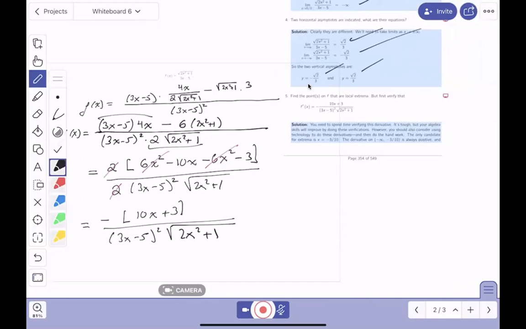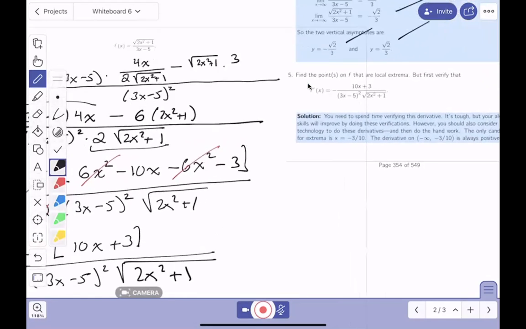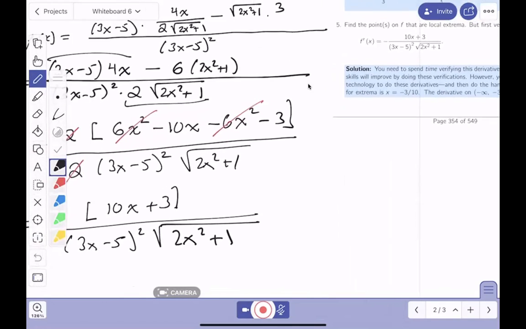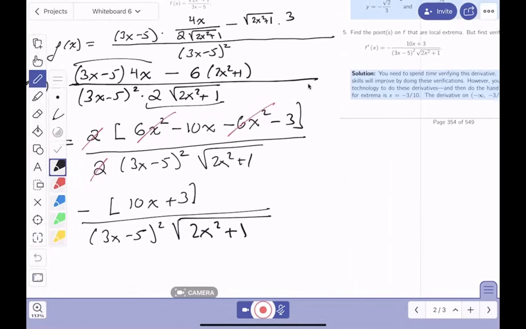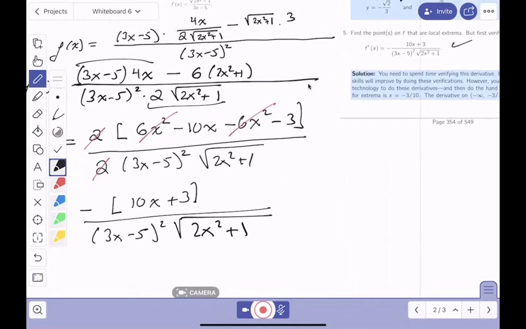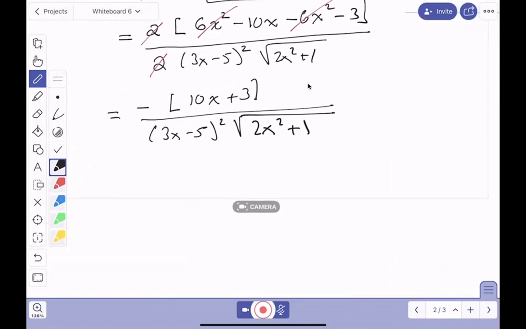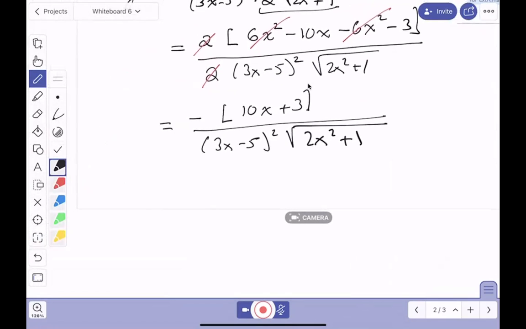Well, let's see if I did a good job. I'm looking at their answer. I'm looking at my answer. And I'm wondering, did I get the same answer? It's a miracle. We got the same answer. All right. Now someone says, what do you do with that? You might be exhausted, might need to take a break. I'm not taking a break though. I'm going to move forward.